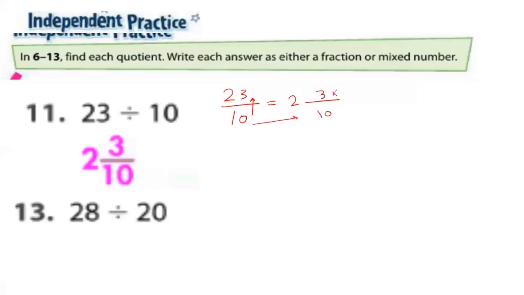Since there is no common factor between 3 and 10, I will keep it as it is, 2 and 3 over 10. Number 13, 28 over 20.